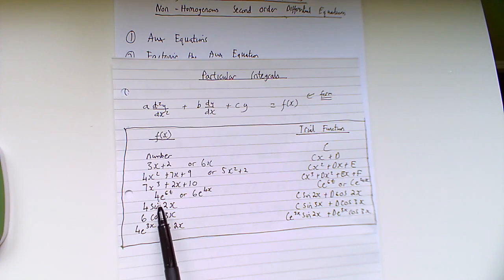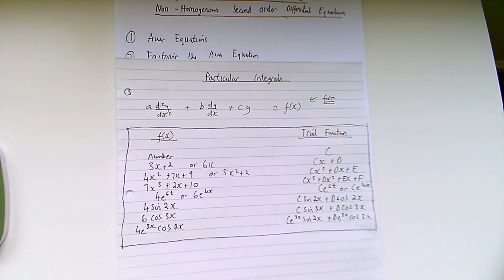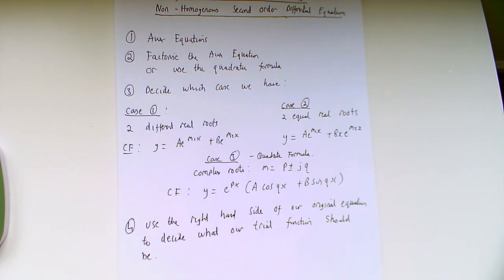Now, if the right hand side of our differential equation is an exponential, all we do is we use this format here. And lastly, if it's either a sin or a cos, then we've got to use sin and cos in our trial function. And the number in front of the x should stay the same in both parts of our trial function.